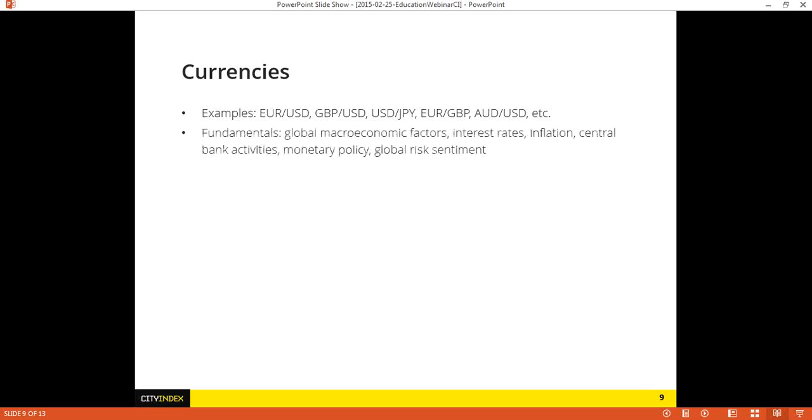Now, what do we look for when we're trading the currencies? Well, from a fundamental perspective, we're looking at the global macroeconomic factors: interest rates, inflation, central bank activities, monetary policy, global risk sentiment. I know it's a mouthful, but basically you're looking at pretty much everything on a macro basis. Whatever happens in terms of the global economies, even political events, global risk, interest rates, inflation, etc. All of this plays into the fundamentals of looking at currencies. It's a lot to look at, okay?